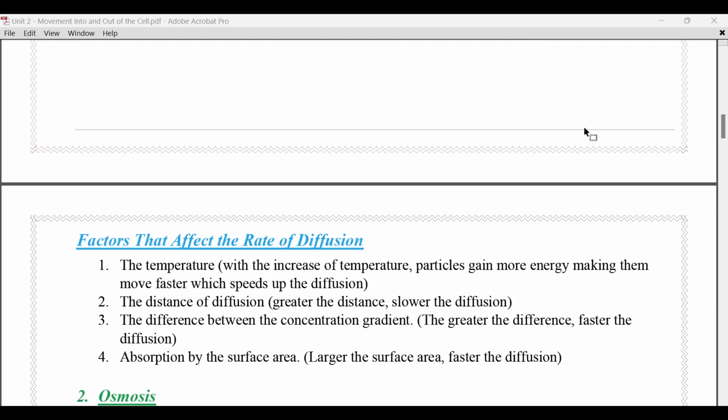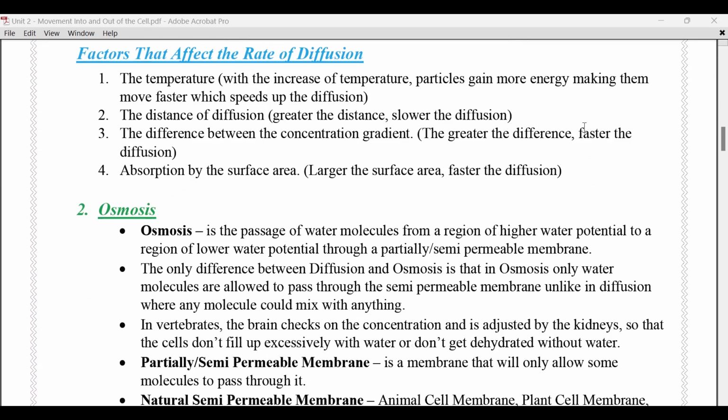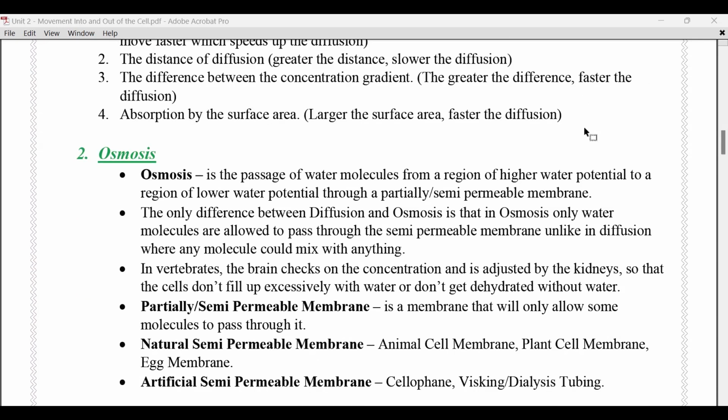Coming down to the second major topic, osmosis. First, let's go with the direct textbook given definition of the term, where osmosis is the passage of water molecules from a region of higher water potential to a region of lower water potential across the concentration gradient through a partially permeable membrane. The keywords that you must remember are passage of water molecules, higher water potential to lower water potential, across the concentration gradient, and through a partially permeable membrane.